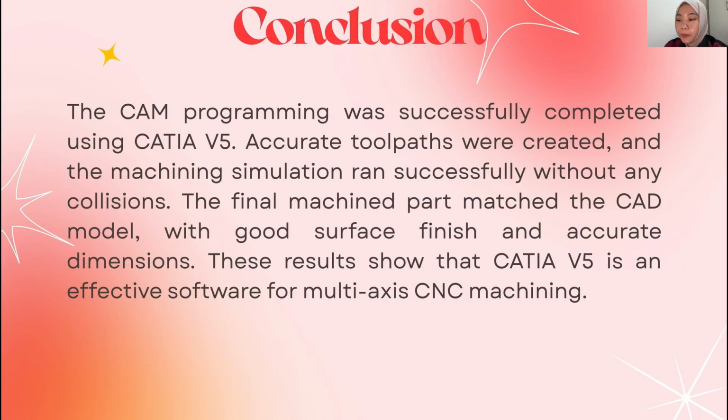Lastly, conclusion. The CAM programming was successfully completed using CATIA V5. Accurate toolpaths were created and the machining simulation ran successfully without any collision. The final machined part matched the CAD model, with good surface finish and accurate dimensions. These results show that CATIA V5 is an effective software for multi-axis CNC machining.